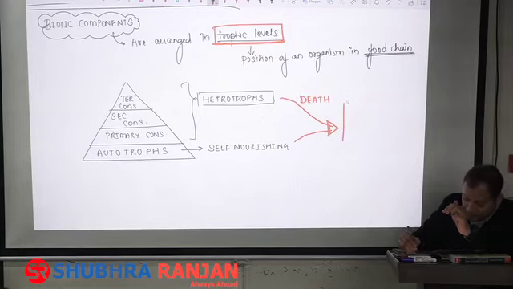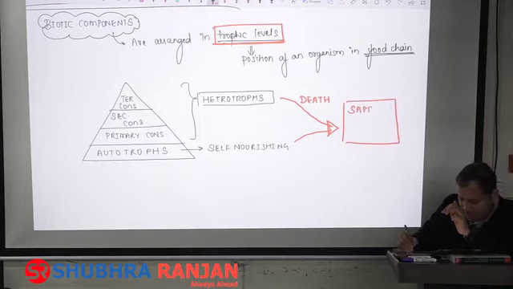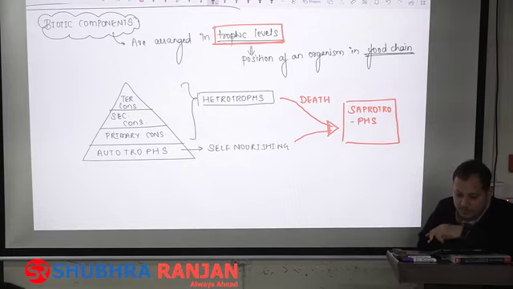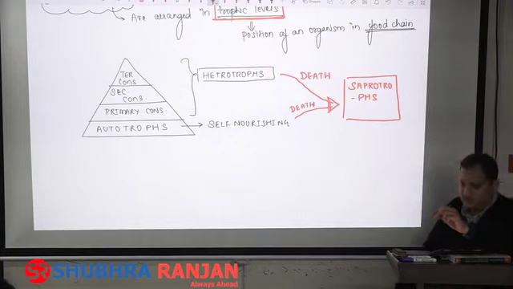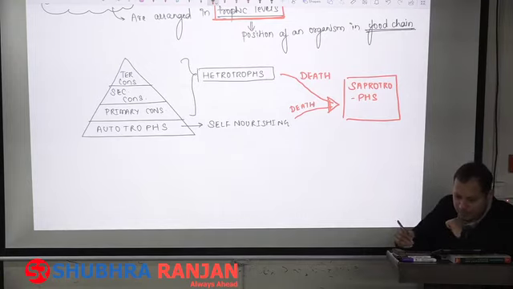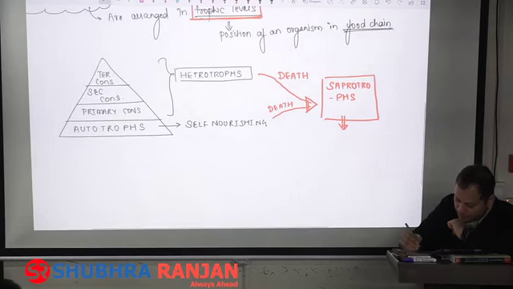We become the food for saprotrophs. Saprotrophs. After the death of anything, we become the part of the saprotrophs. So who are the saprotrophs? They are the organisms. Is the red color visible?